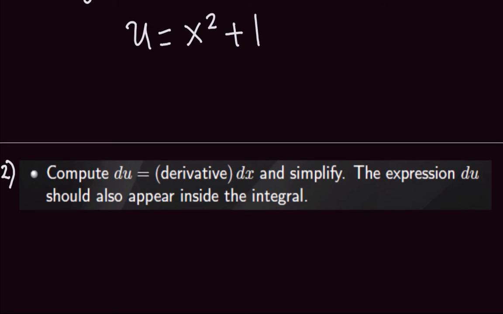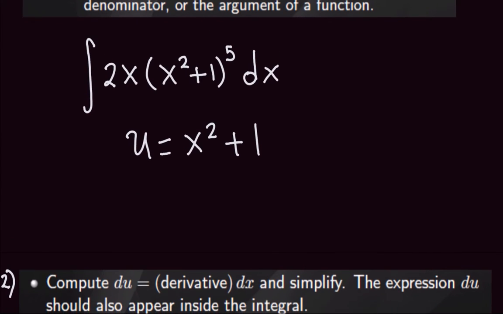So du will be the derivative of x squared plus 1. I'm going to apply the power rule of differentiation, so it's going to be 2x. And of course, the derivative of 1 will be 0. Because I'm done, I'm going to multiply by dx. Remember, it's important that you add that. Now, this expression that is here should be inside the integral, so let's go back and see if it is. Yes, 2x dx is also inside the integral. That tells you that you made the right choice of u.